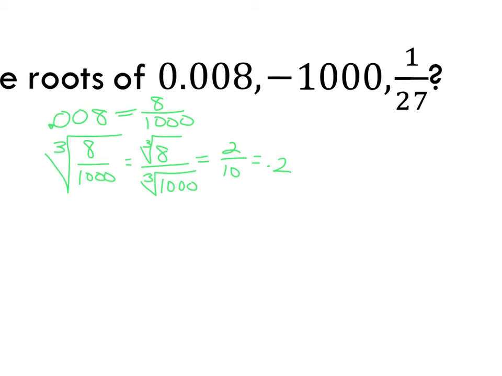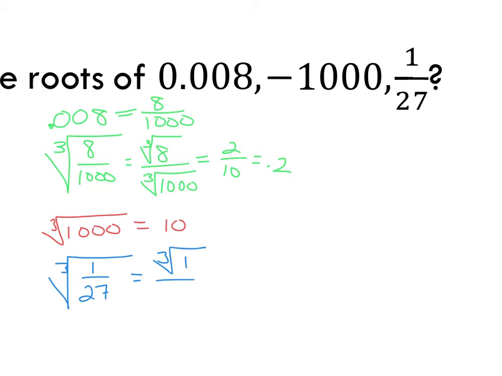Now, we have to ask ourselves, is this an odd root or an even root? Well, because this is odd, there's only one nth root. If we look at the next one, the cube root of 1,000, that's just 10. And because it is an odd root, we don't need to worry about two of them. And then, last but not least, the cube root of 1 over 27. We would do the cube root of the numerator over the cube root of the denominator, which would be 1 over 3. And because we were initially given a fraction, we would just do a fraction.